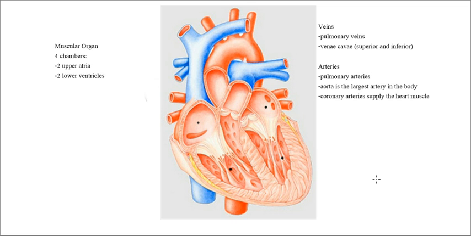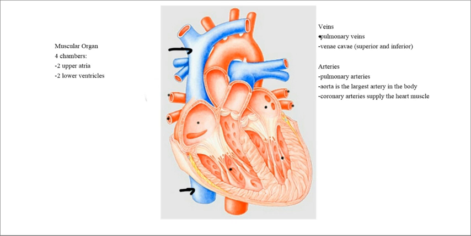Veins return blood to the heart, usually oxygen-poor blood. However, the pulmonary veins are an exception to this. They return oxygen-rich blood to the heart. So all veins return blood to the heart. Most return oxygen-poor blood. This is the vena cava, a vein. It has a superior and inferior portion.